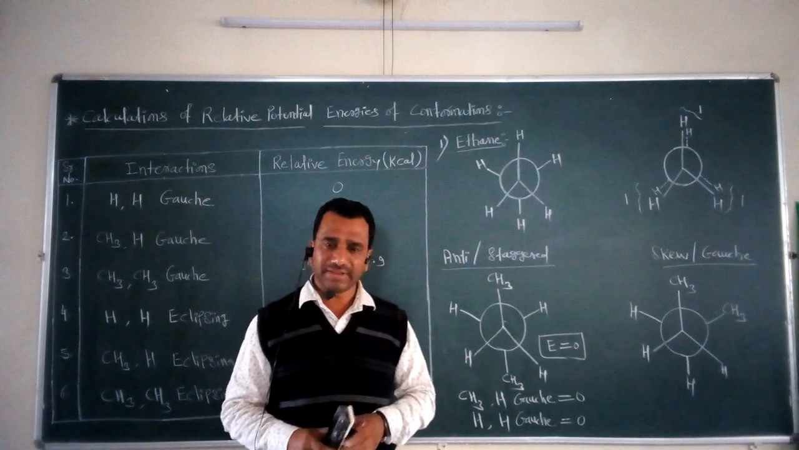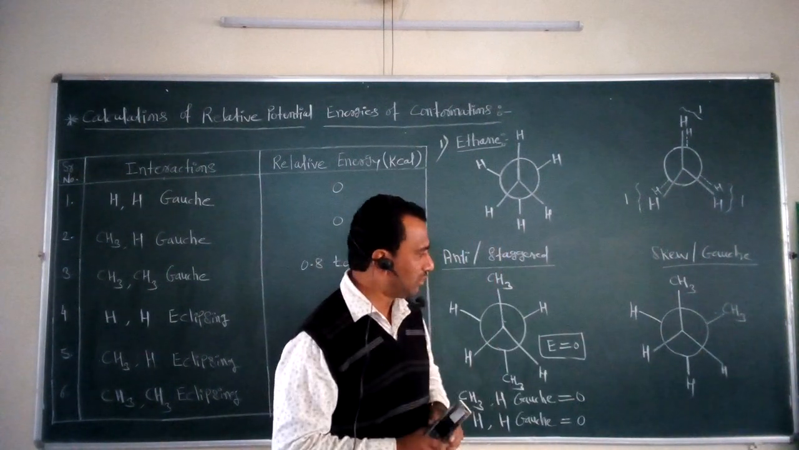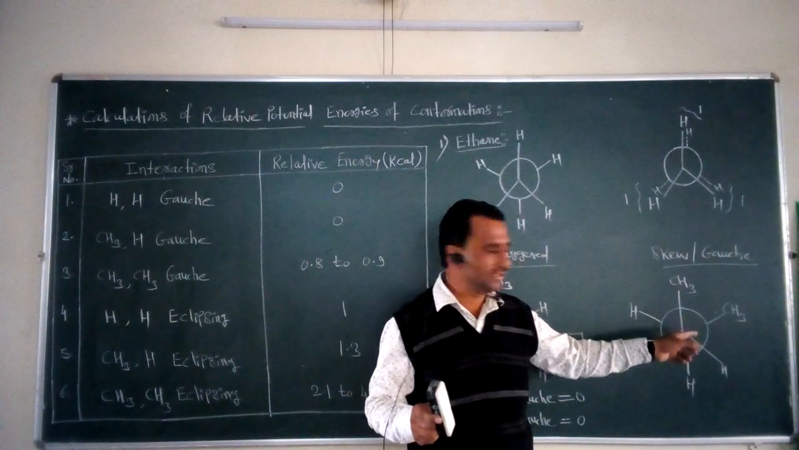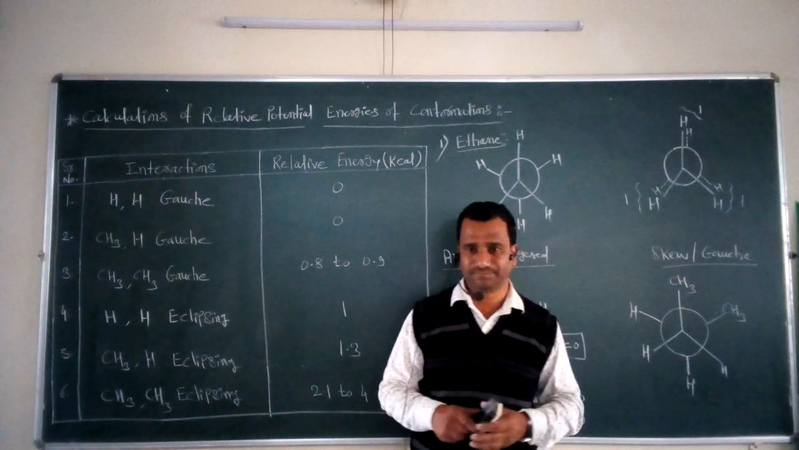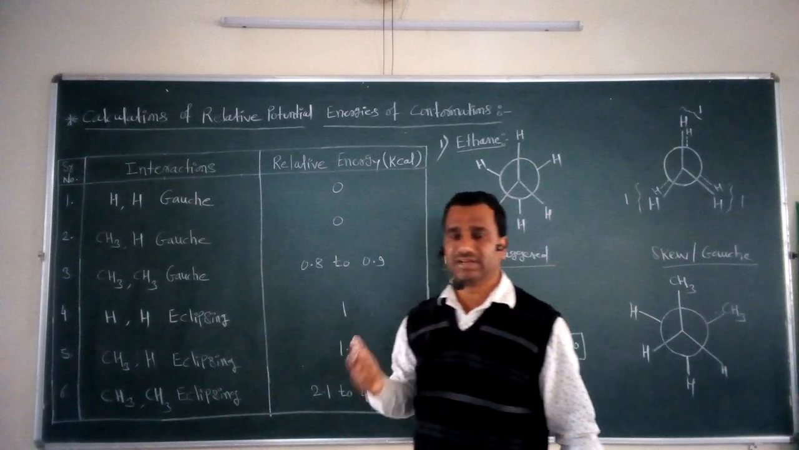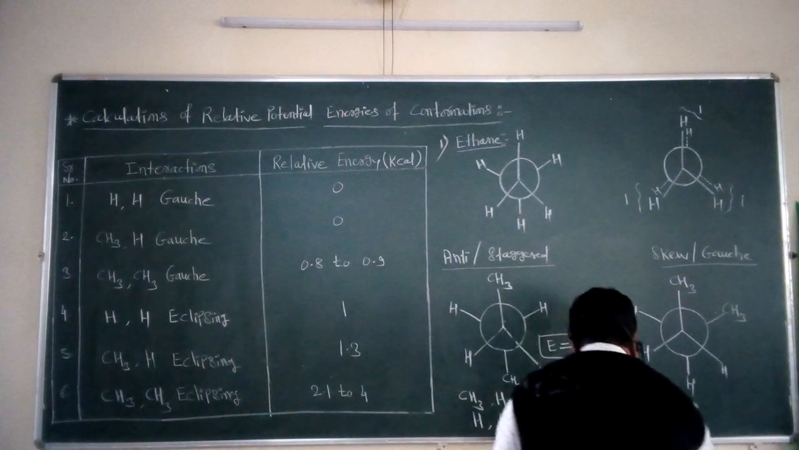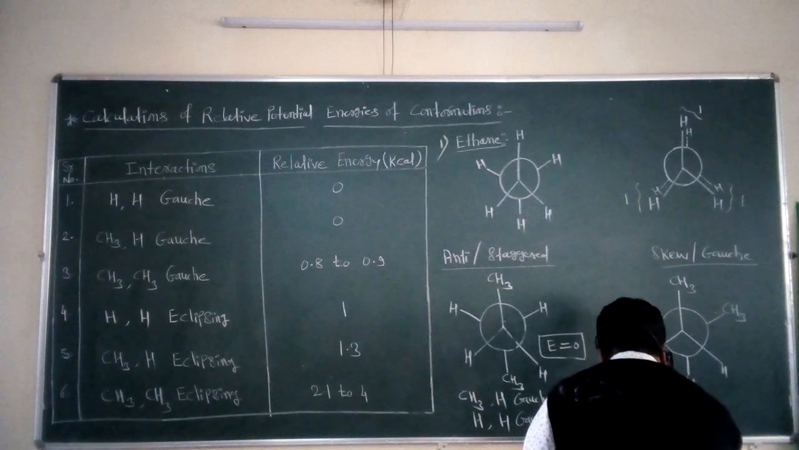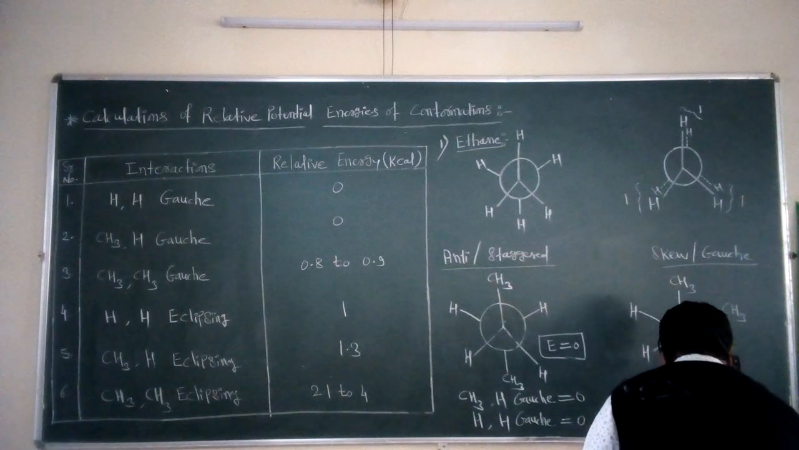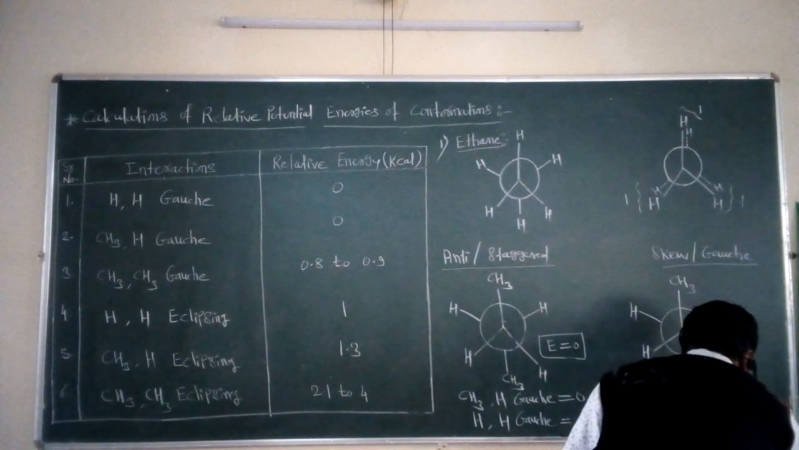Now, as far as the second conformation is considered, that is the skew or gauche conformation, we have to look at what type of interactions can be present. First of all, the first important interaction is the methyl-methyl gauche interaction. If we look at this methyl-methyl gauche interaction, it is equal to 0.8 to 0.9. We take the value as 0.9.